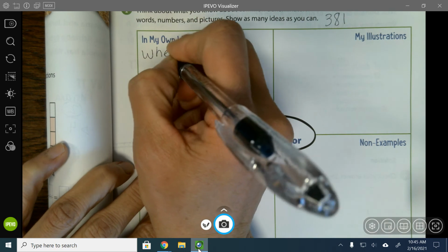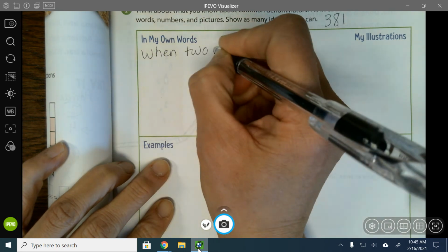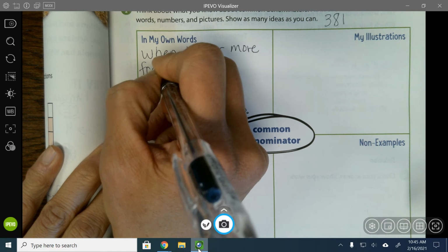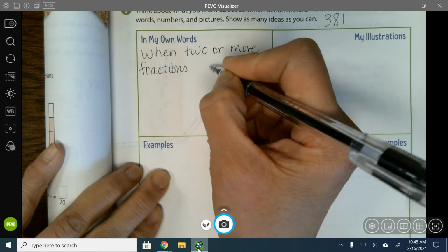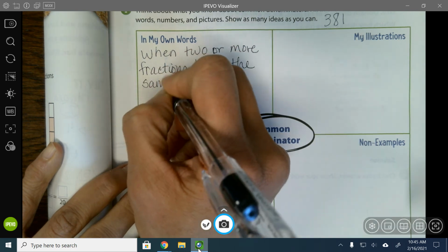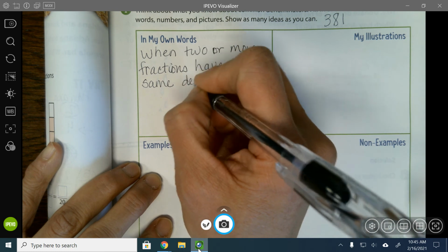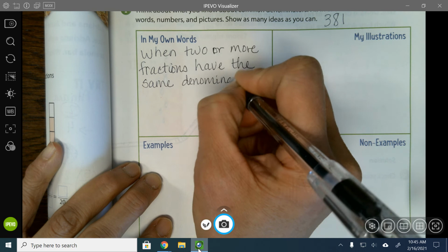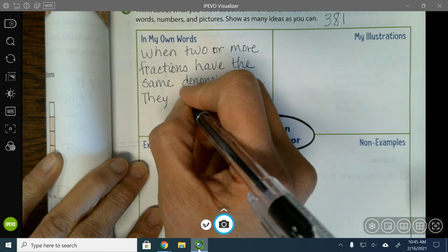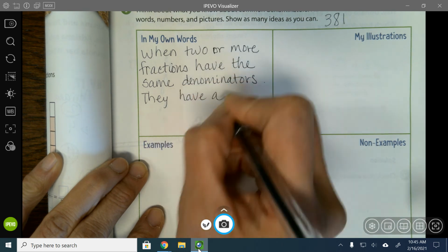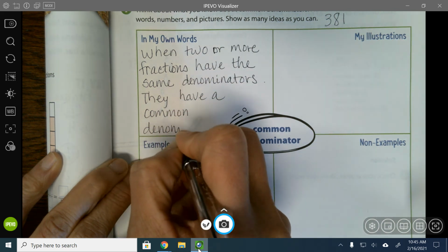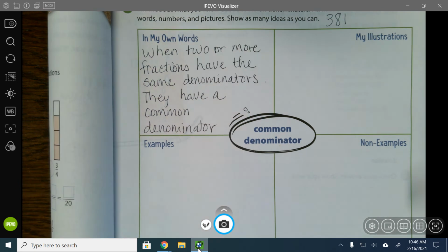All right, so when two or more fractions have the same denominators, they have a common denominator. You say, well, what does that mean?